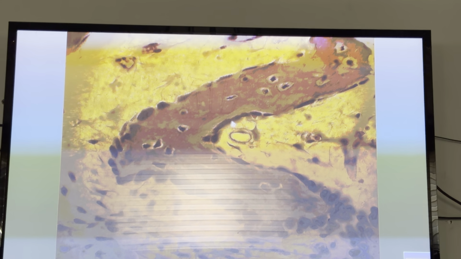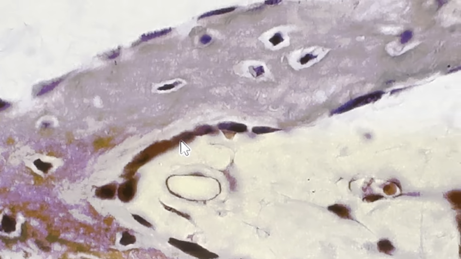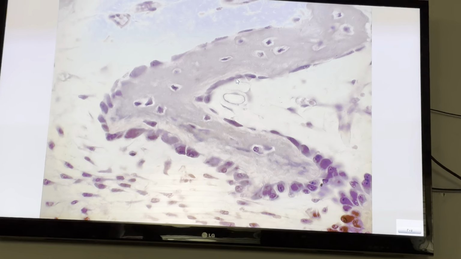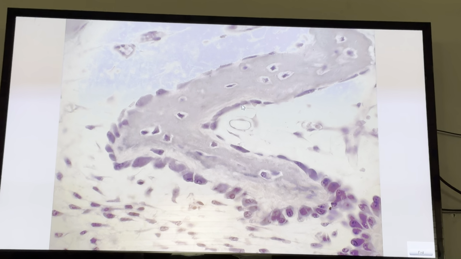In the center, we can see the matrix at the surface of the bone. We can see the osteoblast. Osteoblast cells are organized side by side like a simple epithelium. The shape of osteoblast depends on their activity.